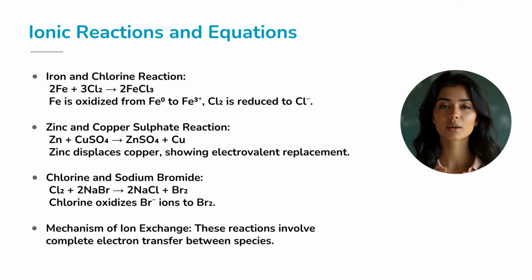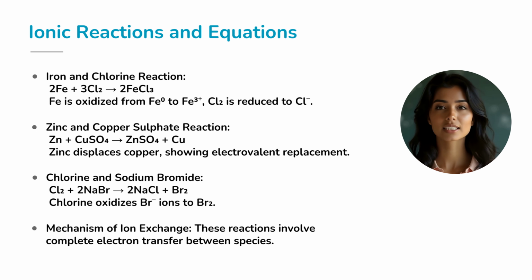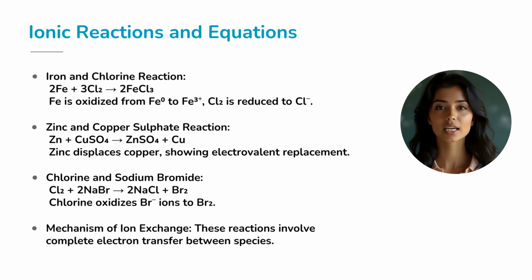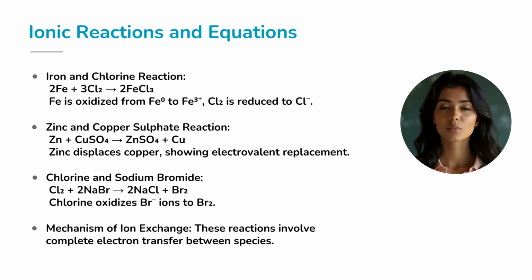Let's look at more examples of ionic reactions from real-world chemistry. One classic reaction is between zinc and copper sulfate. Here, zinc is more reactive than copper, so it displaces copper from the solution. We say zinc solid plus copper sulfate solution gives zinc sulfate solution plus copper metal. What's happening? Zinc is oxidized. It loses 2 electrons and becomes zinc positive 2. Copper positive 2 gains those electrons and becomes copper metal.